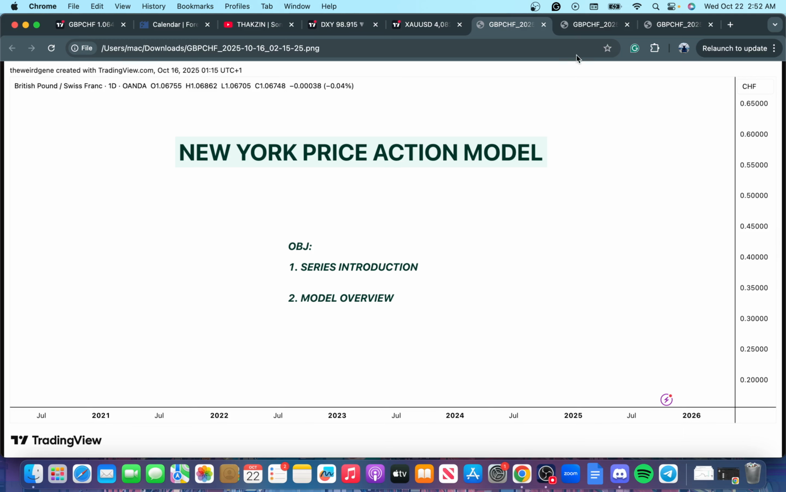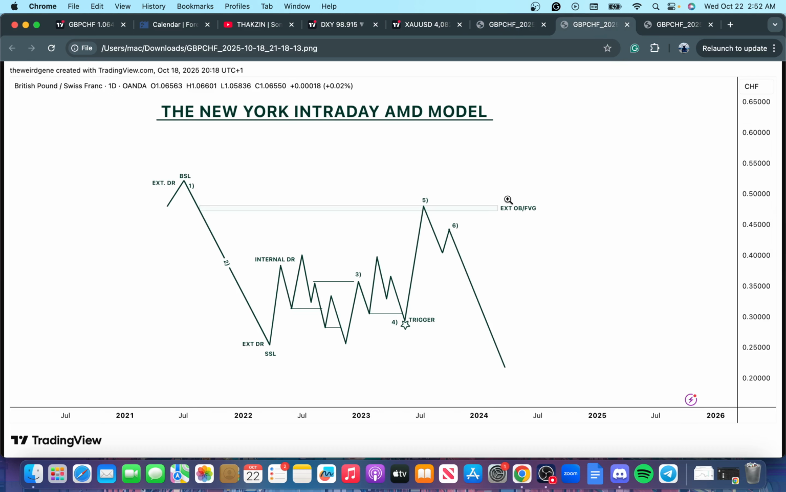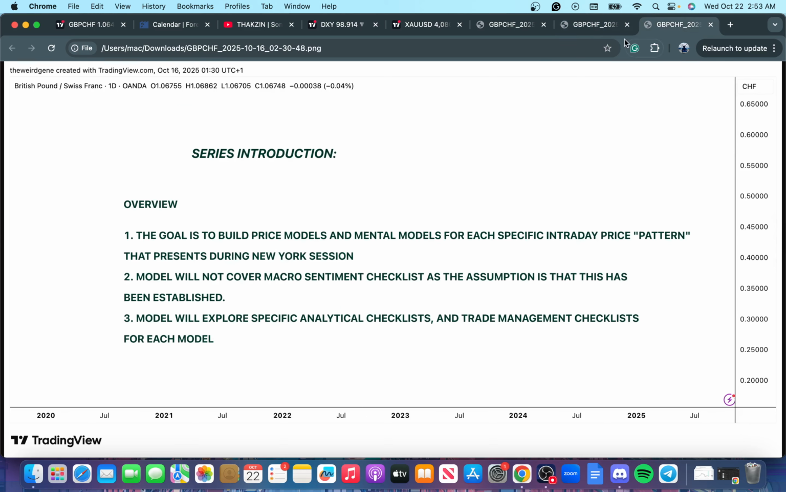So the trading model we're looking at today is the New York AMD model. This is the New York intraday AMD model. AMD stands for accumulation, manipulation, and distribution. Now, there are key specific criteria for our trading model, which we are going to discuss.